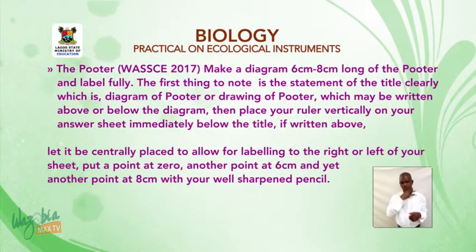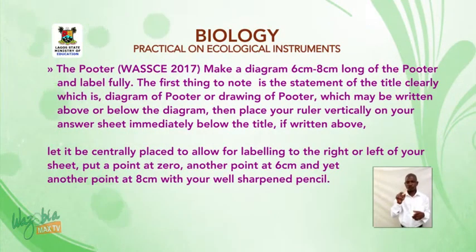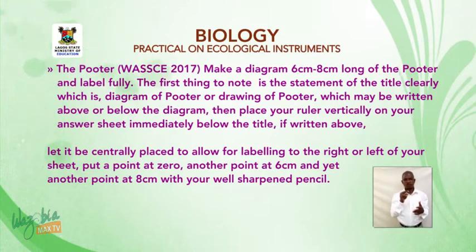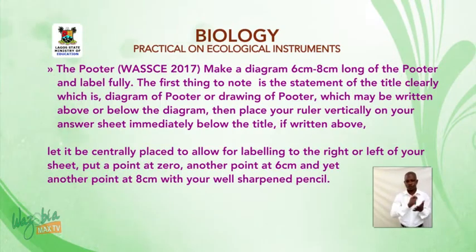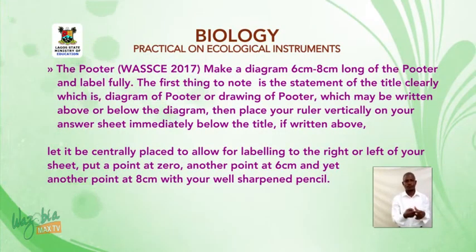The pooter. West African Senior School Certificate Examination 2017. Make a diagram 6 centimeters to 8 centimeters long of the pooter and label fully. The first thing to note is the statement of the title clearly, which is Diagram of Pooter or Drawing of Pooter, which may be written above or below the diagram.